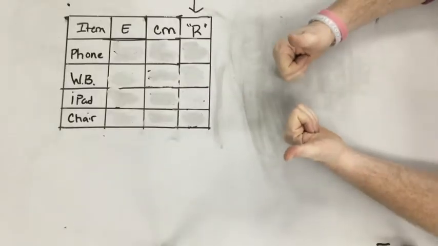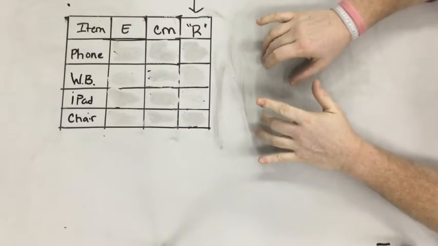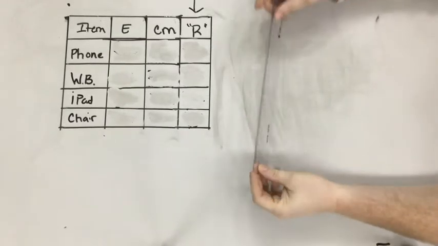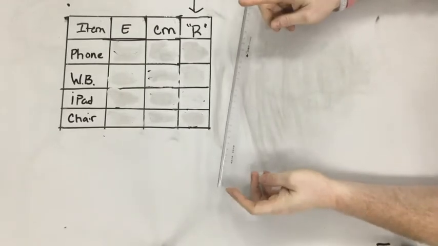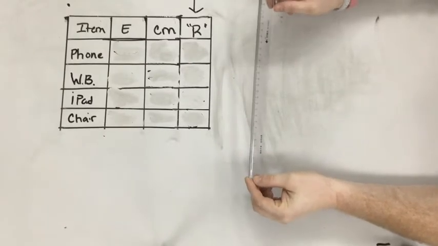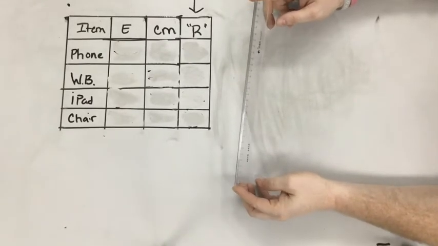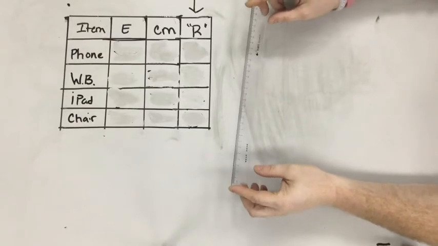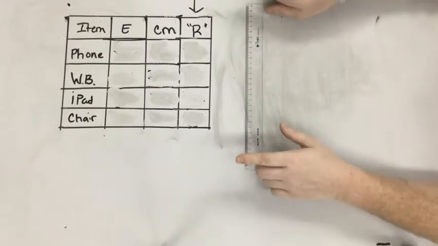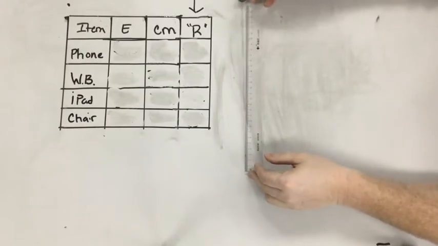Guys, welcome back to the table. Today we're going to do some stuff with the ruler. Hopefully you have one of these rulers at home. If not, it's going to make things pretty difficult. See if your parents can pick one up for you, or maybe borrow one, or you could use a measuring tape if you have one, but it would be a little bit more difficult.